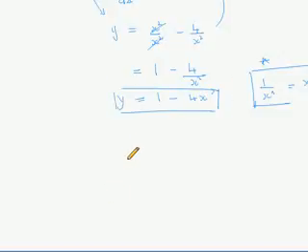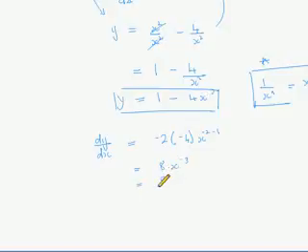So dy/dx is equal to, bring the minus 2 out the front, so it should be minus 2, times the minus 4 that we had before, x to the minus 2 minus 1, equals 8x to the minus 3, which can then be represented as 8 over x to the power of 3.